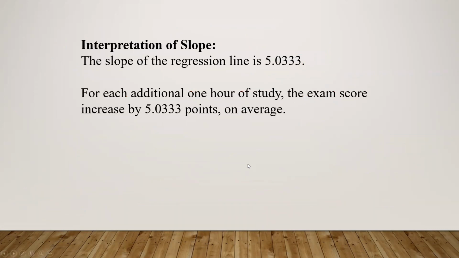So the next thing I want to talk about is interpreting the slope and the intercept of this line. And then I'm going to go back and show you your calculator in a second, okay? So if you look here, the slope of our regression line is this. So I'm just going to rewrite our line.